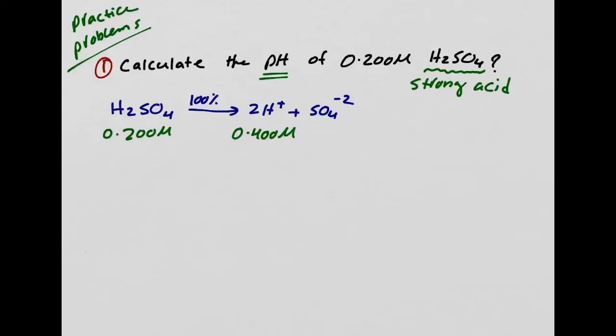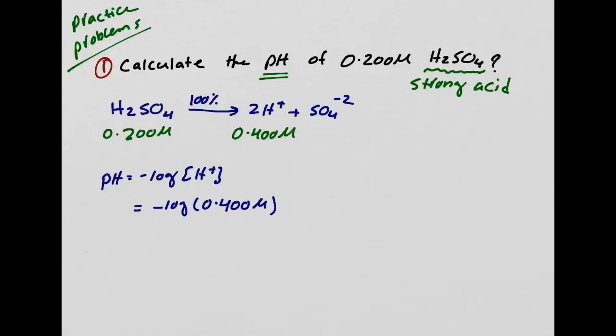Okay, so now I have H plus concentration, which is what I really need, because pH is minus log of hydronium or H plus concentration. As we talked about, you can use them interchangeably. Sometimes I say H plus, sometimes hydronium, but you know in your head that hydronium is a better way than H plus. So minus log of 0.400 molar. Yeah, you guys are following me so far?